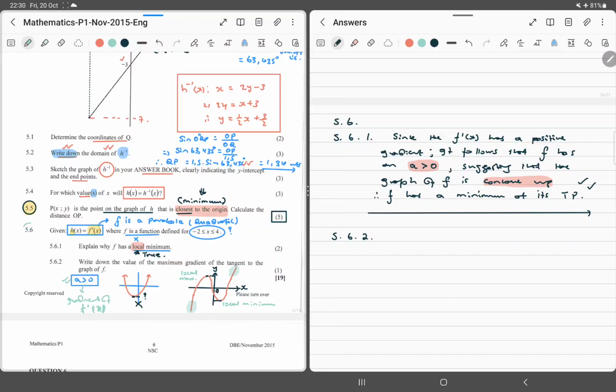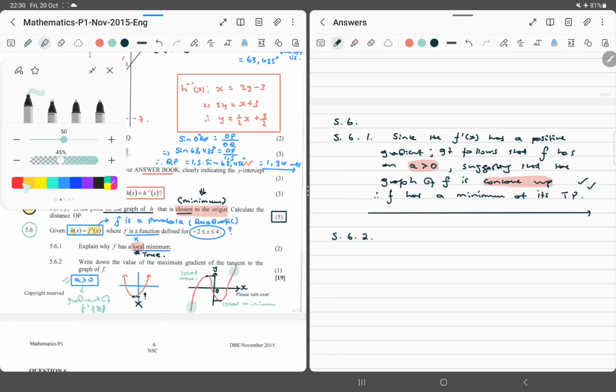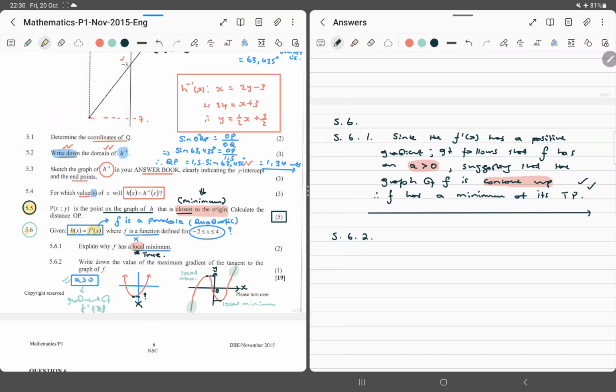So essentially, this question is also one of those questions you're not going to just look down on and think you have it figured out. It can challenge you. So it's a higher grade question also. Now it says write down the value of the maximum gradient of the tangent to the graph of f. Now we have a situation here.